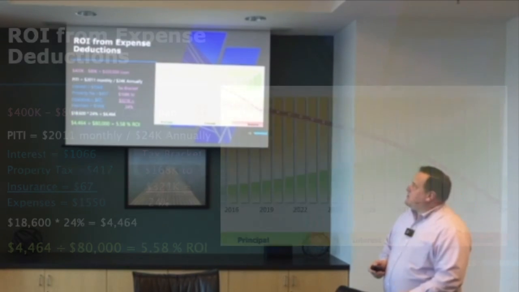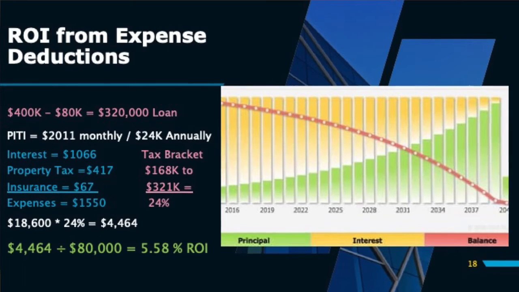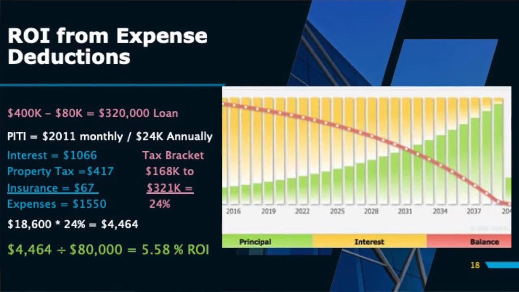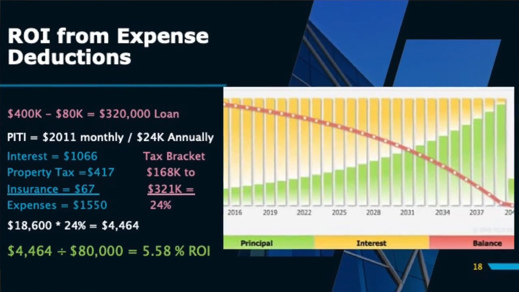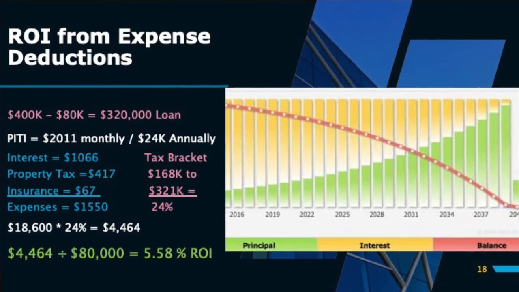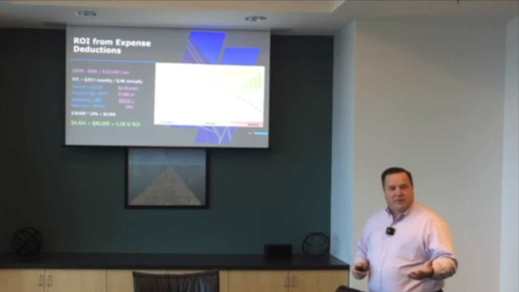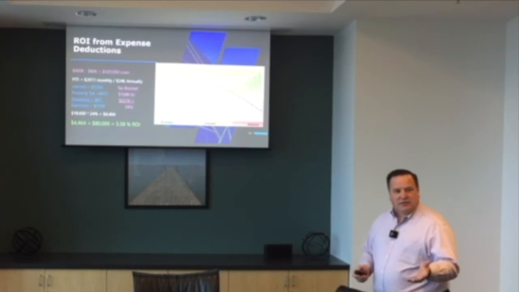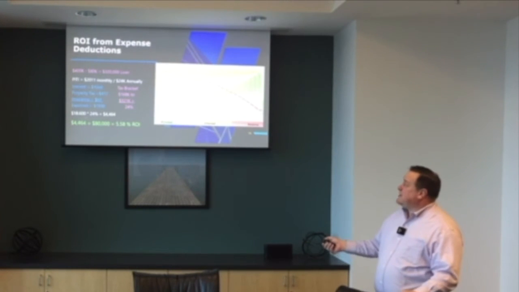Here's the second one, expenses from deductions. So we have these expenses that go out of our payment. Part of it's interest. We have property taxes. We have insurance. Those are all built into the payment. There are additional expenses, most likely, but we're not going to talk about those right now. For the simplicity of the conversation, I'm just going after those.